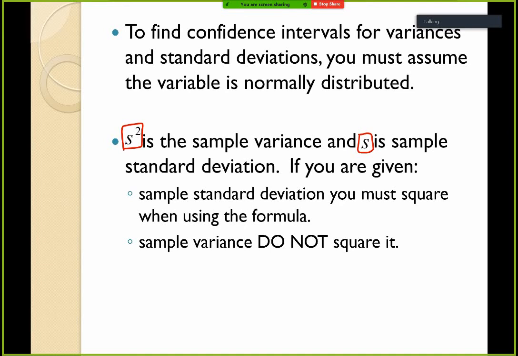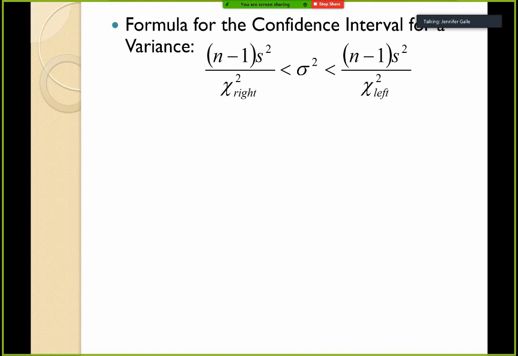If you are given the sample variance, you don't square it. You don't square it. So here's the formula. You guys already have it on your sheet. S squared, this is the sample variance. It's what we just refreshed on that last slide. S squared is your sample variance. So if you are given the sample variance, you just put it right in the formula.